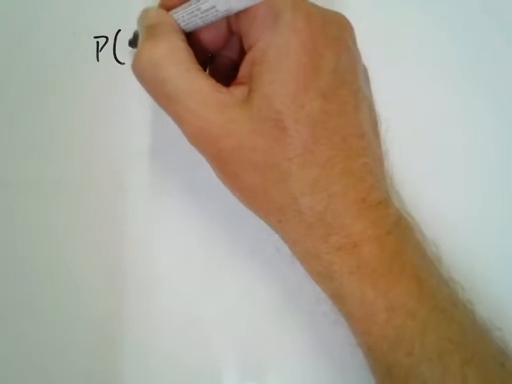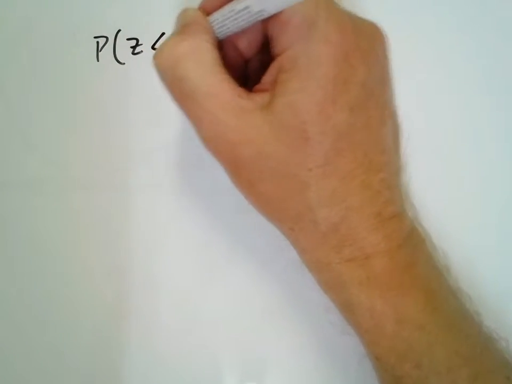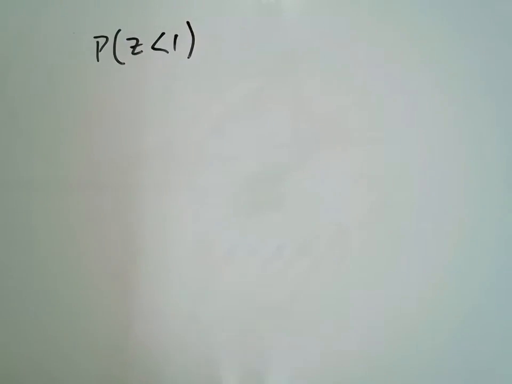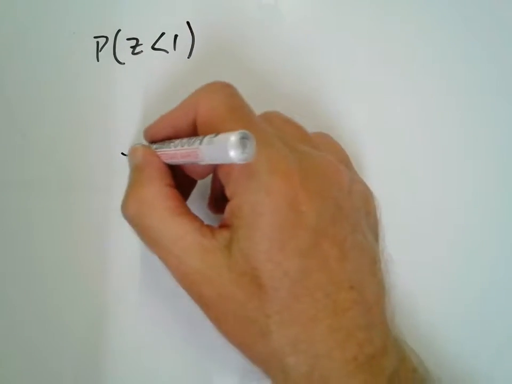Okay, the normal model. Let's talk about chapter 10a. Question straight from the book. What's the probability that z is less than 1?